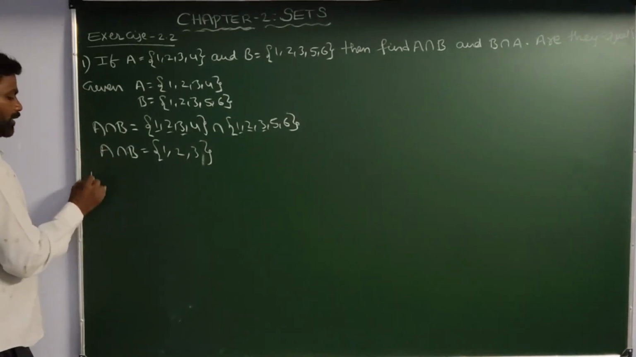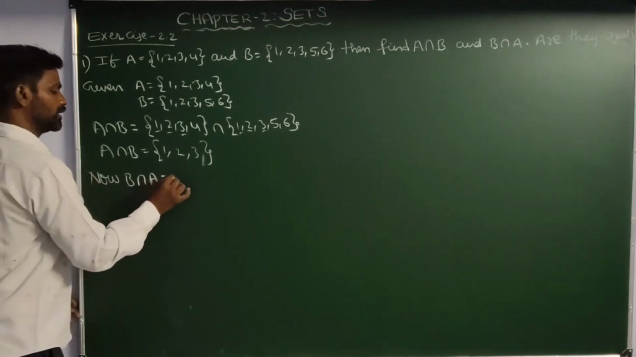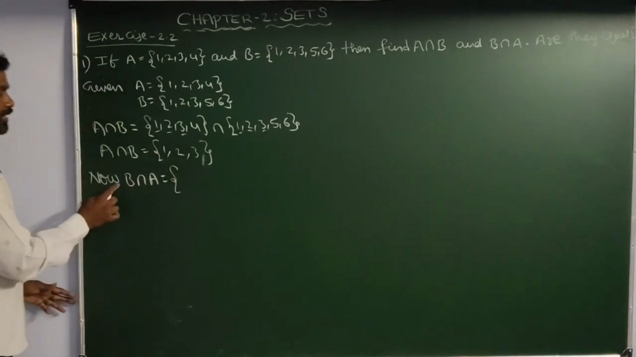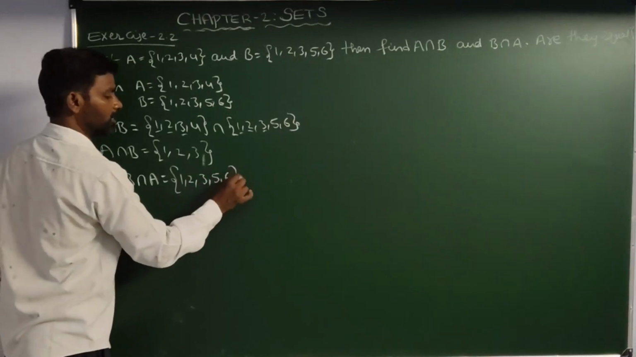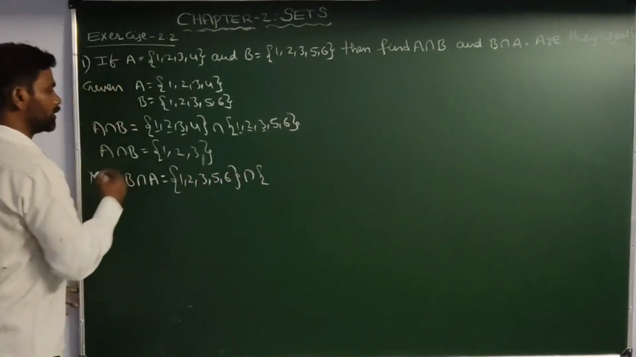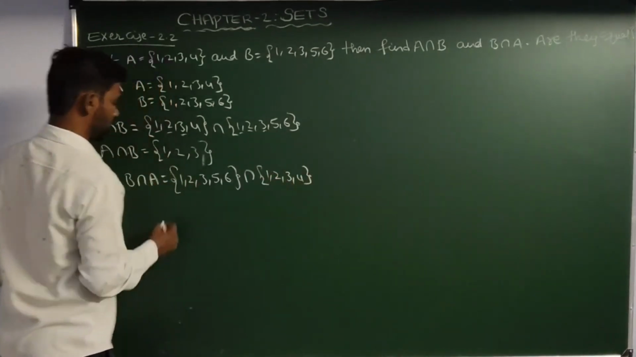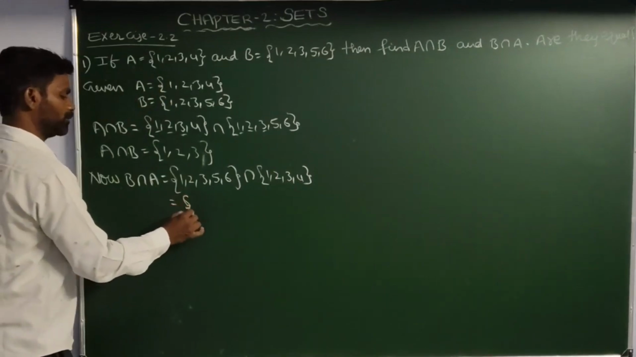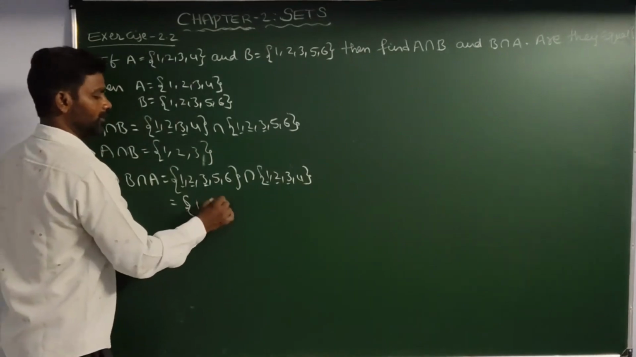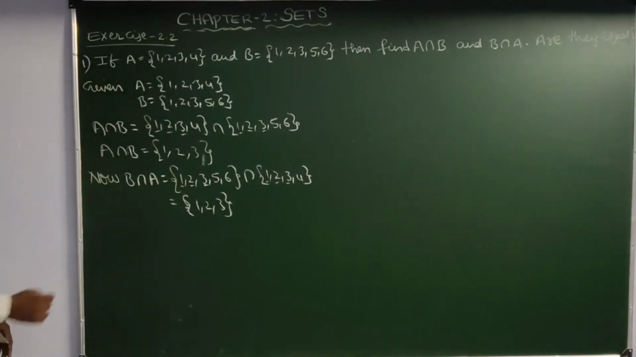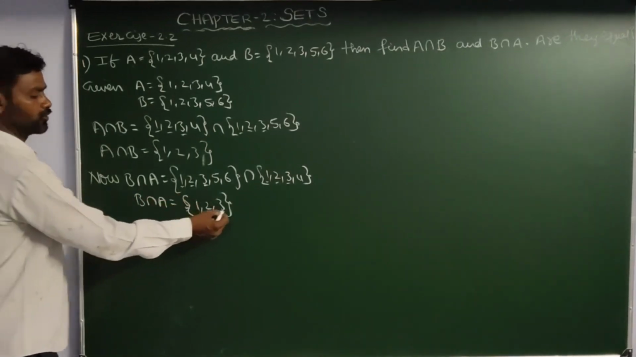Next, now we have to find B intersection A. So B intersection A is equal to, write the elements of B. What are the elements of B? 1, 2, 3, 5, 6. Intersection A: 1, 2, 3 and 4. Okay. So what are the common elements? 1, 2, 3. So these are the common elements in both the sets. Therefore, we can write B intersection A is equal to {1, 2, 3}.